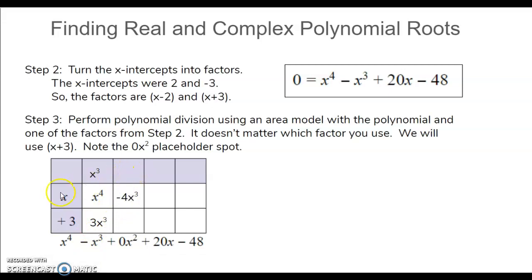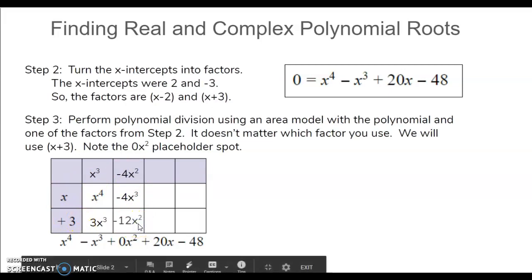I have to figure out what times x equals negative 4x cubed. Negative 4x squared. Take it times 3. I get negative 12x squared. But we wanted 0. So to zero this out, I'm going to have to put 12x squareds over here, because 12 minus 12 is 0.